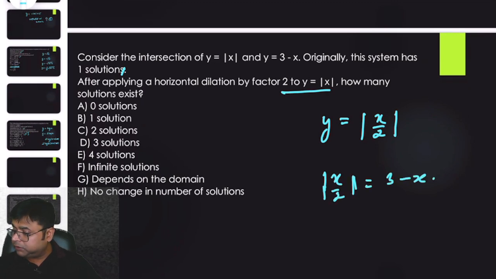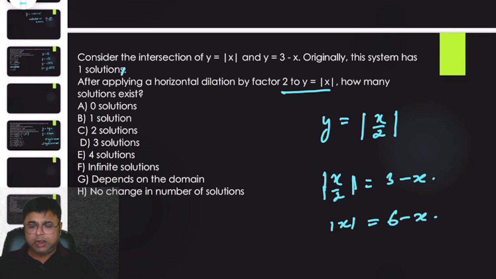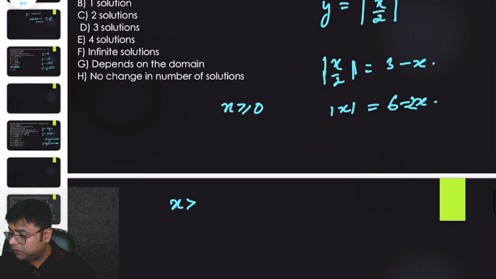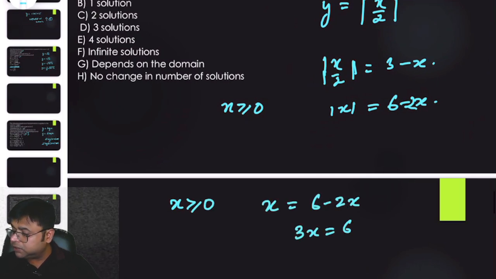So if I look at it, it has just dilated. So mod x upon mod of 2 is 2 only. So I can say 6 minus x. I'll just multiply, so it will be 6 minus 2x. Now if x is greater than or equal to 0, mod x will be x equal to 6 minus 2x. So 3x is equal to 6, which is x equal to 2. So this is one of the solutions since it is positive.